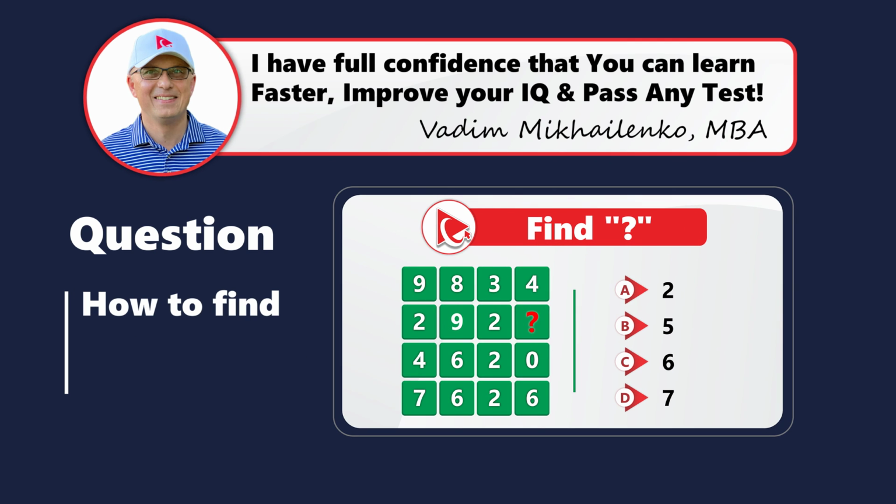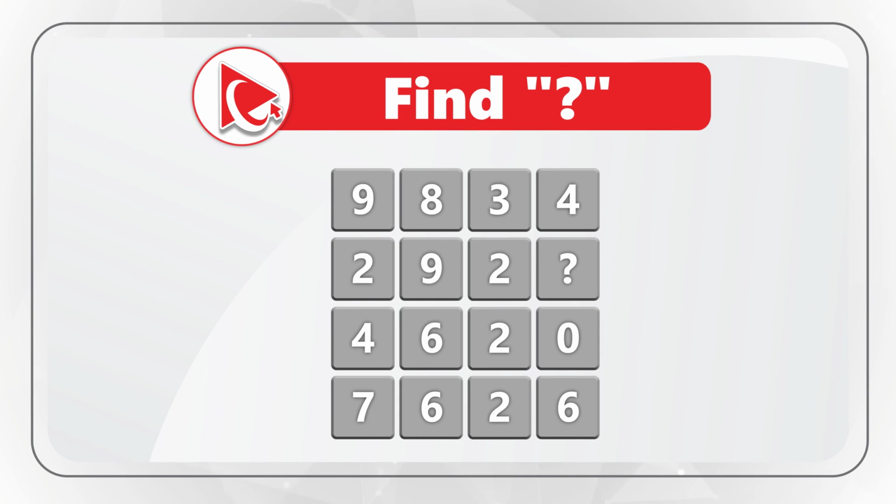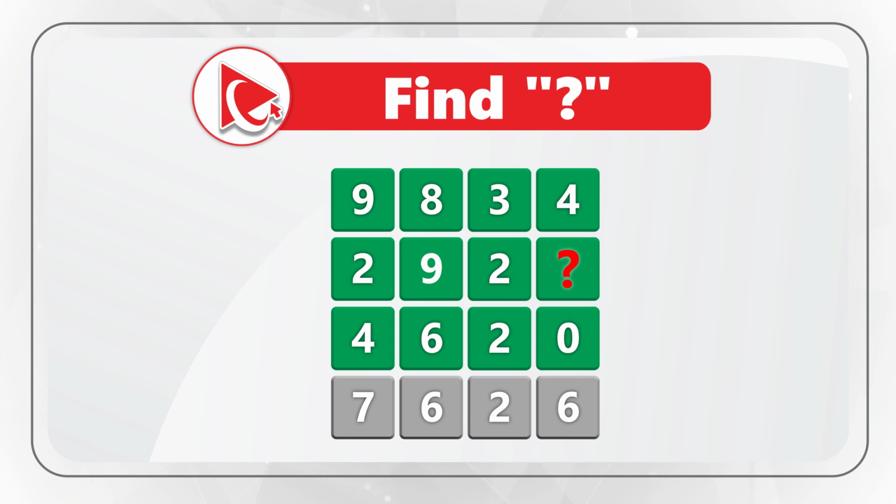Here's a puzzling question for you, but I have full confidence that you can solve it quickly. You're presented with a 4x4 matrix, and the numbers are, starting in the upper left corner, 9, 8, 3, 4. The second row numbers are 2, 9, 2, and then comes the missing number. The third row starts with 4, 6, 2, 0. And last but not least row is 7, 6, 2, and 6.